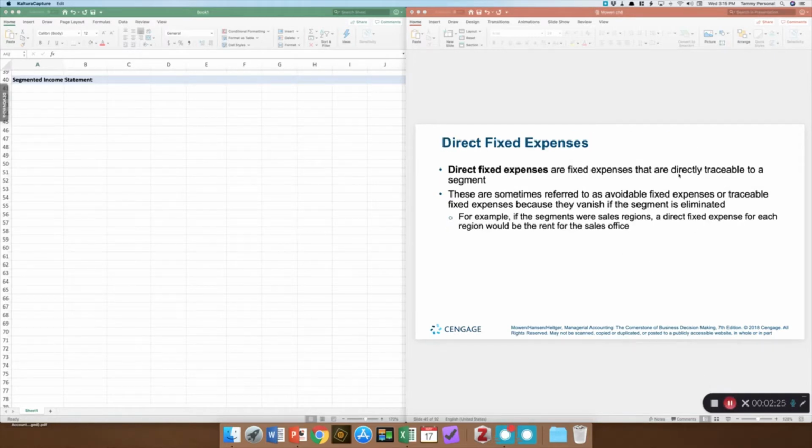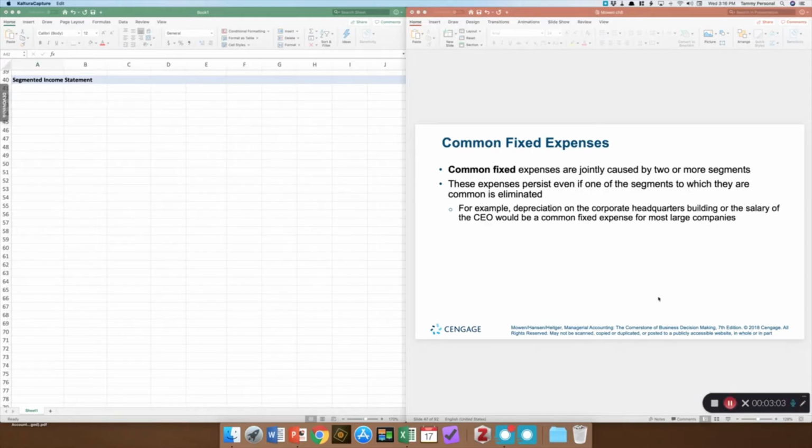Okay, so you'll hear some vocabulary. Direct fixed expenses are traceable to a particular segment. They are also sometimes referred to as avoidable because they go away if the segment is eliminated. Right, so for an example here, this is a good example, if the segments were sales regions and you decide to eliminate a particular sales region, then the direct fixed expense would be the rent for the sales office. Right, that makes sense.